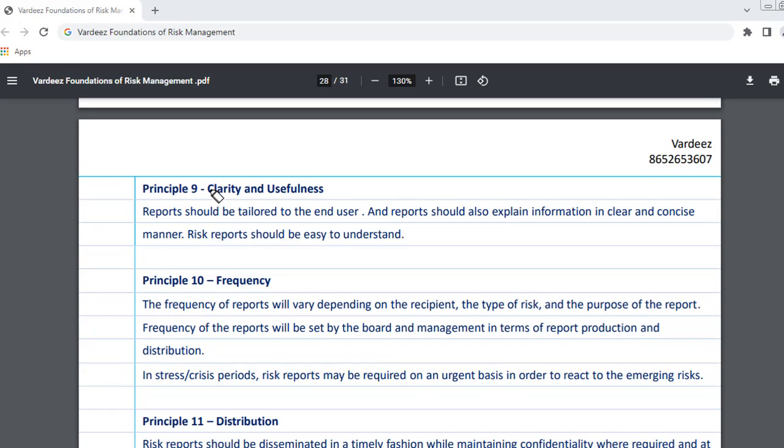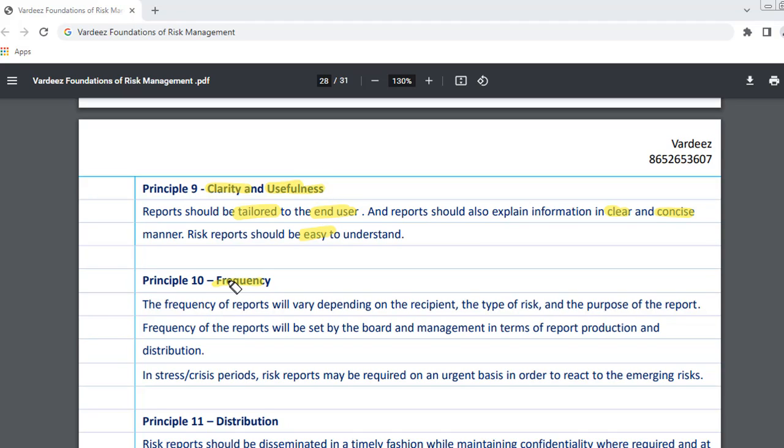Now, principle number 9 talks about clarity and usefulness. Reports should be tailored to the end user. Managers will use the report, the board will use the report, risk committee members will also use the report. So the report should be tailored to meet the end user and their requirements, and it should explain information in a clear and concise manner. Only a report that is easy to understand will allow the management or the board to make decisions. All in all, it should not be so difficult to understand. That's where the utility of the report will make a difference.